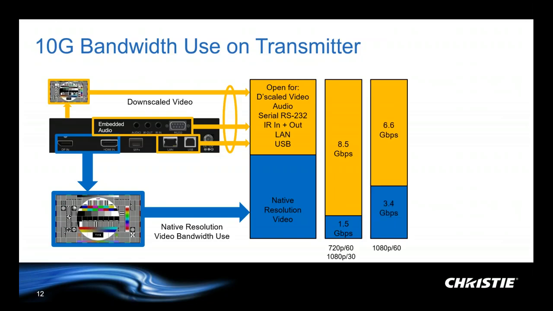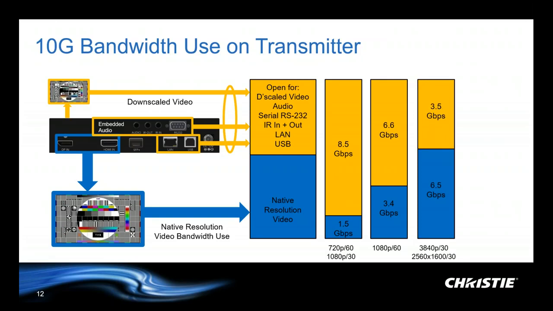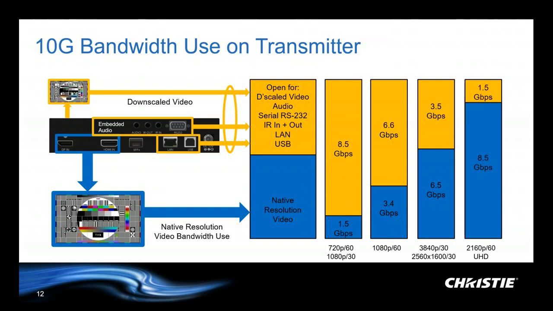As the native resolution increases with your input, so now we're at 1080p at 60 on the DisplayPort or HDMI input, that will take up 3.4 gigabytes of bandwidth, and the transmitter will prioritize that, so it will allocate less bandwidth for the rest of what we need, so stream 1 and everything else. And as that increases, now we're up to UHD at 30 frames, or 2560 by 1630, we're up to 6.5 gigs of bandwidth. You can see that the bandwidth that's left for everything else decreases.